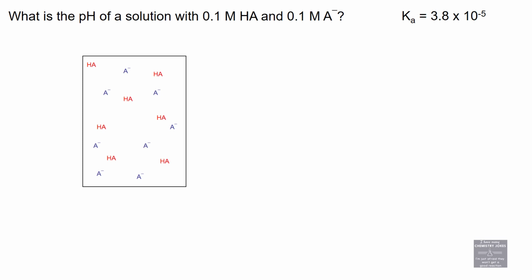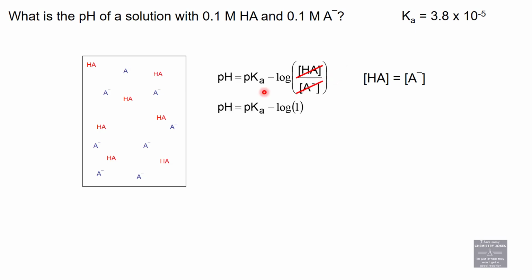Okay, more about buffers. What is the pH of a solution that's 0.1 molar HA and 0.1 molar A minus? 0.1 molar weak acid and 0.1 molar weak base. Well, I recognize that's a buffer solution, and if HA and A minus are equal, I get to cancel both of those out, because that becomes a 1, and the log of 1 is 0. Punch that in your calculator, I promise. The log of 1 is 0.